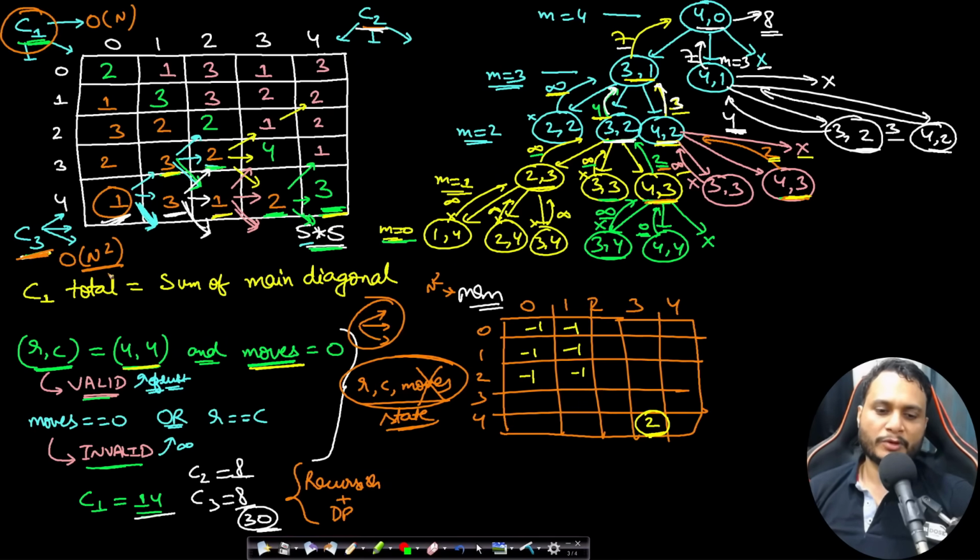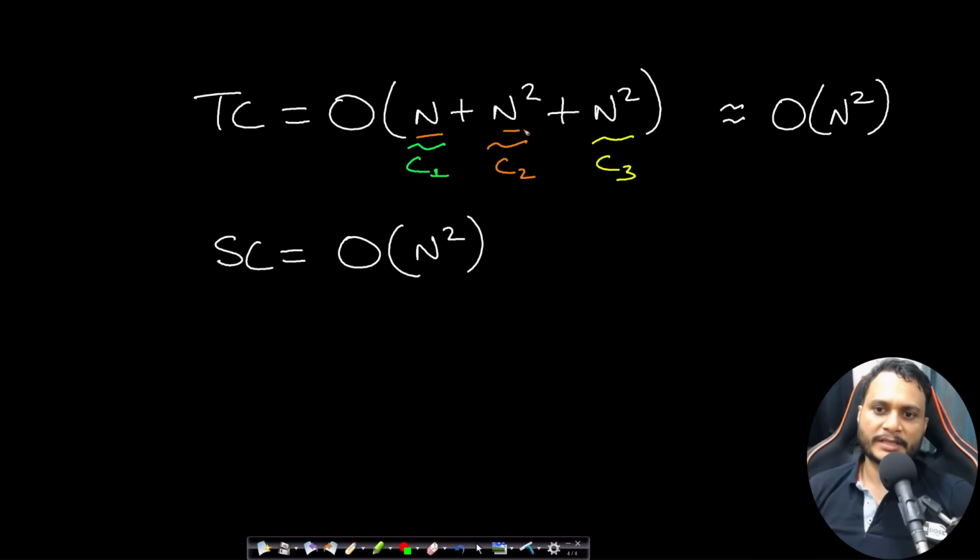Why n square time complexity? Because the total number of subproblems will be n square, which is the size of the table itself, n by n. These are all the unique problems. For C2 as well, the time complexity will be n square, and we will be using the same memoization table, so I will not be using extra space for it. The extra space was already added in C3. So the total time complexity is going to be n plus n square, which is order of n square, and the space complexity will be n square. I hope it is clear. Let's now look at the code.